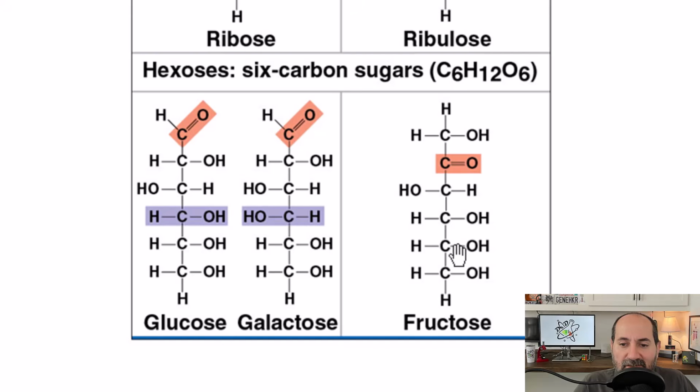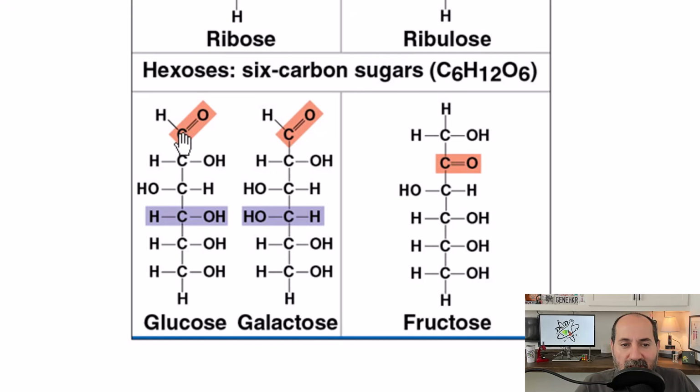So just because someone says, hey, pass me the C6H12O6, you don't necessarily know what they're talking about. Because look at this. All three of these different sugars, glucose, galactose, and fructose, they are all C6H12O6. Does that make sense? But what makes them different?